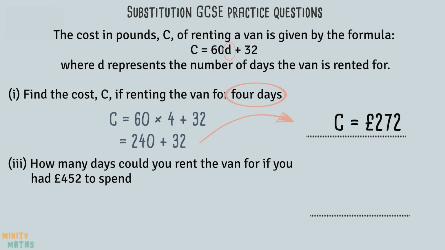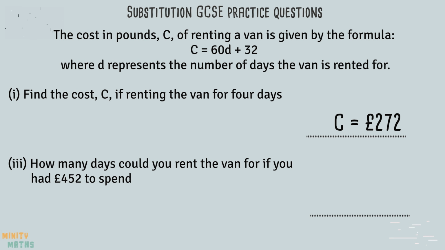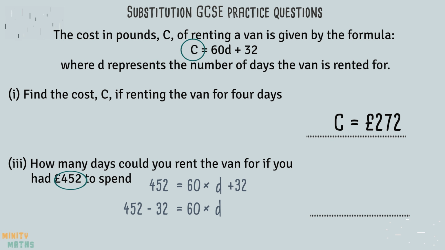The second part of the question provides us with a value for C, £452. We can substitute this into the formula. We need to find out what D equals, and therefore, get D on its own on one side of the equation. We can firstly take away 32 from both sides. Then we can divide both sides by 60 to find out how many days we can rent the van for.